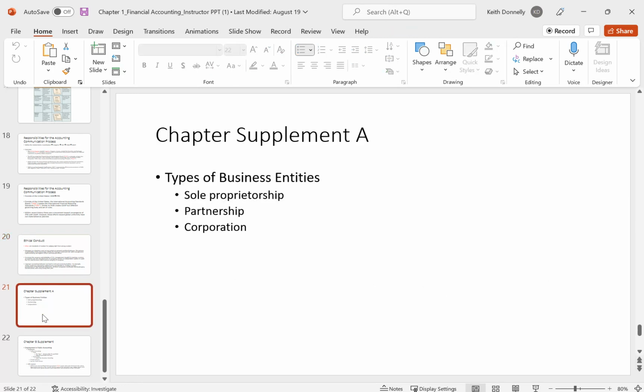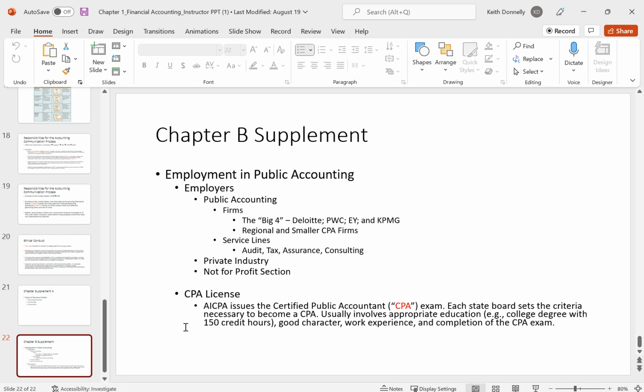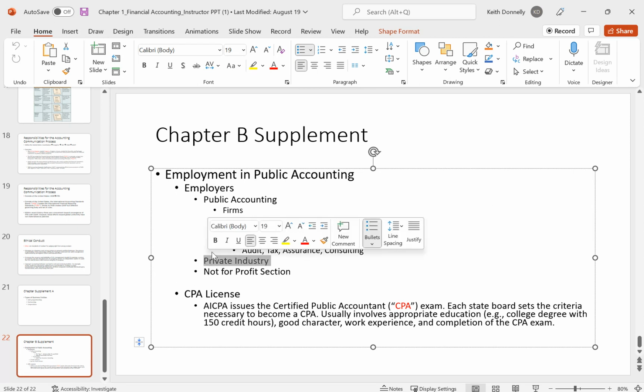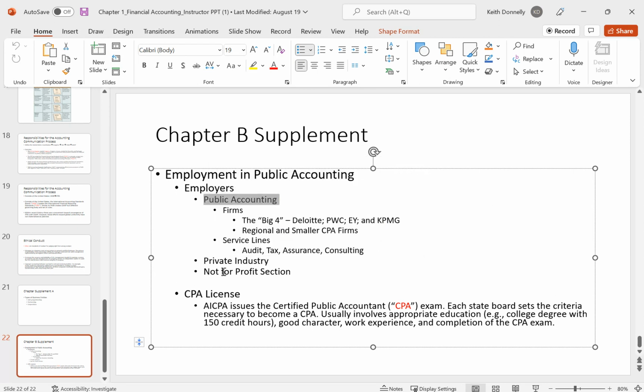Different types of businesses, you can look at that. Last part here, I'll talk about a few items. If you're going to work in accounting, you really have two choices. You can go in private industry or public accounting. Private industry, where you can go to like government or banking.